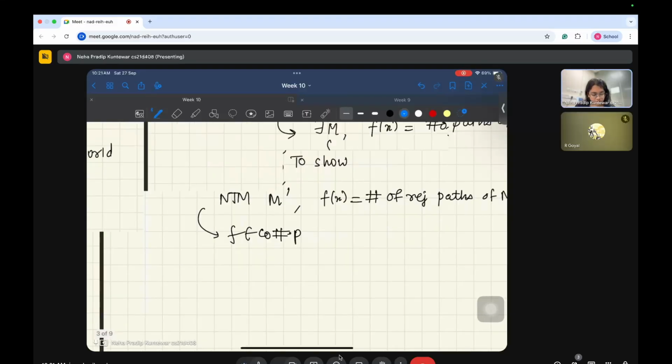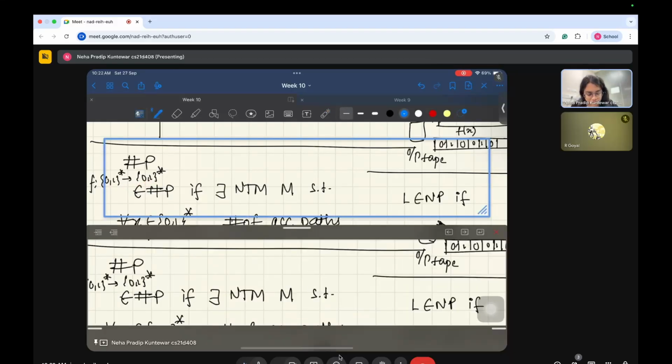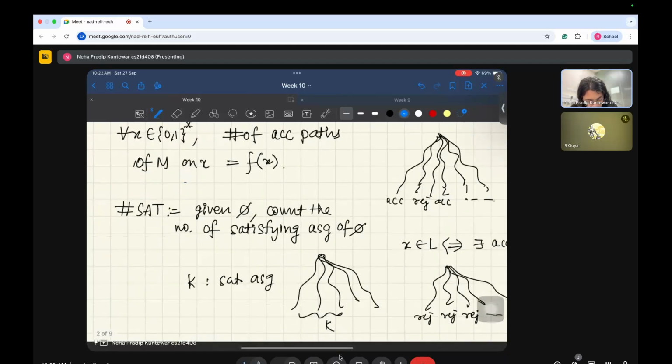Here you have two parameters. So you can think of this as the set of all pairs phi comma k, such that the number of satisfying assignments of phi is equal to k.